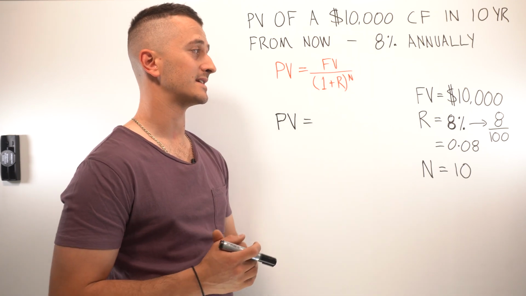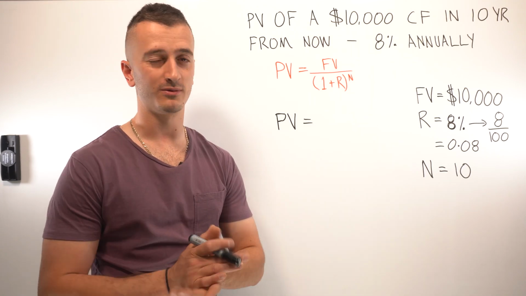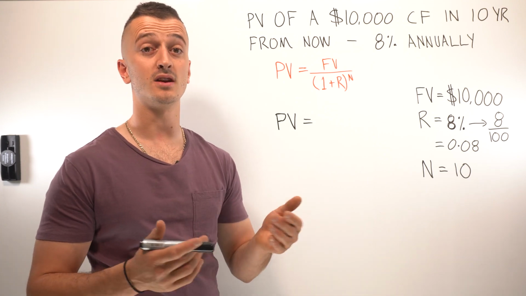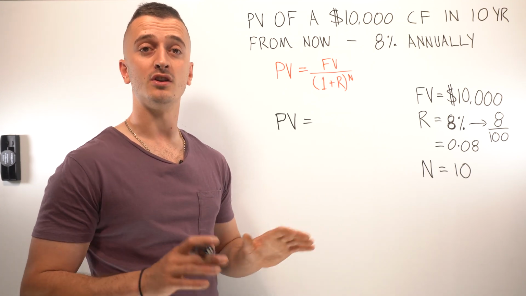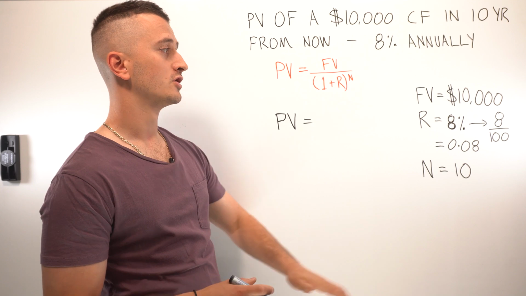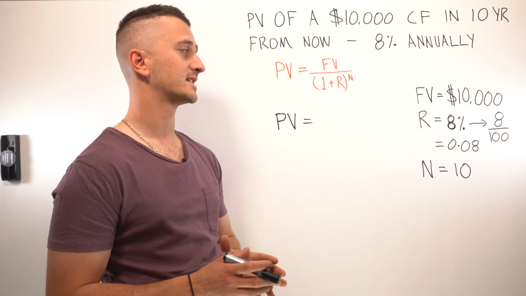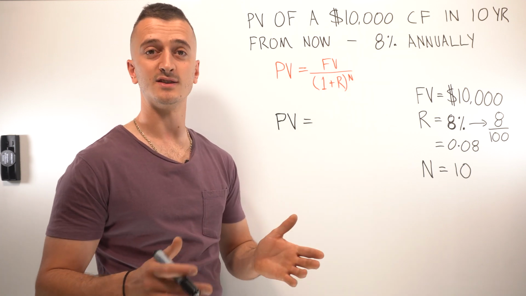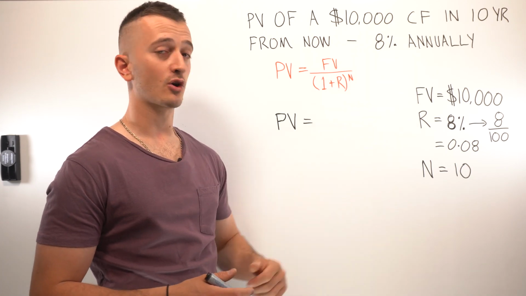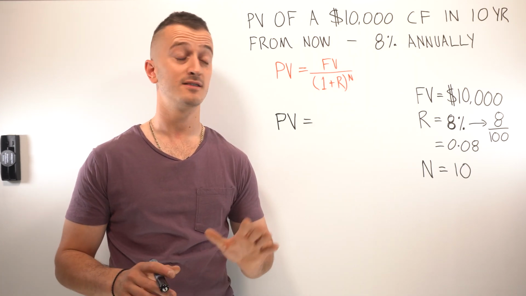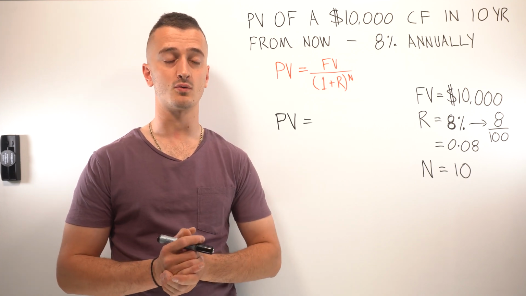is 8%. Now, like you probably already know, to use any percentage in an equation, you need to convert it to decimal form. So divide your 8% by 100, and you'll get a decimal value of 0.08. And N, our compounding periods, is 10. That's our 10 years of compounding growth.